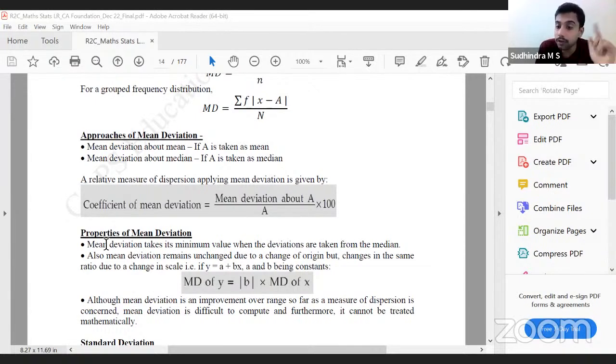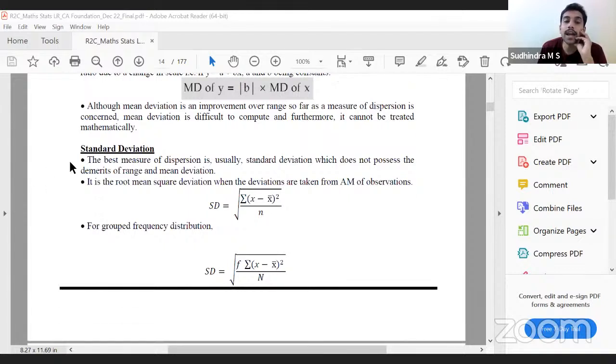Although it is an improvement over range because it's based on all observations, what is the disadvantage? It is difficult to compute. Why is it difficult to compute? Which measure do we have to consider? Whether we have to consider mean, median, or mode. Selection of that itself is a decision that we have to make. Then it cannot be treated mathematically. No mathematical properties. Next one, standard deviation, the best measure of dispersion.